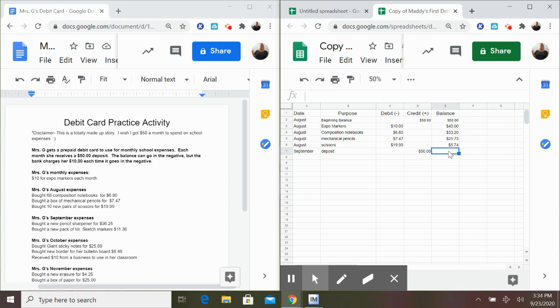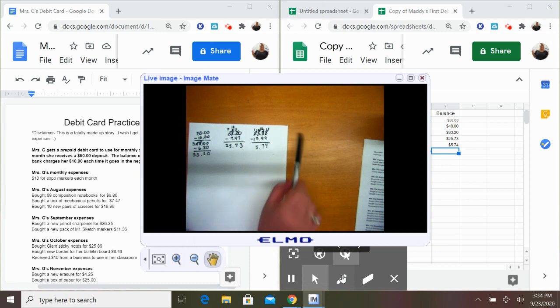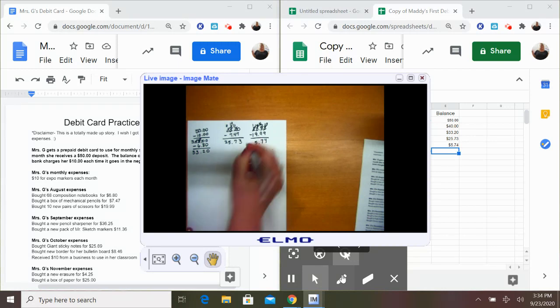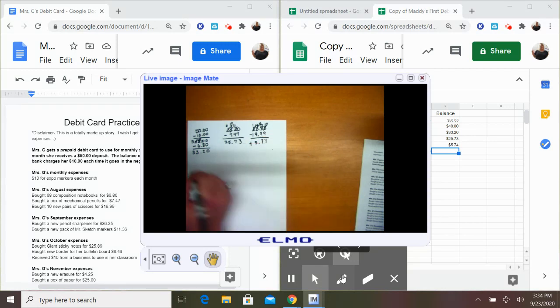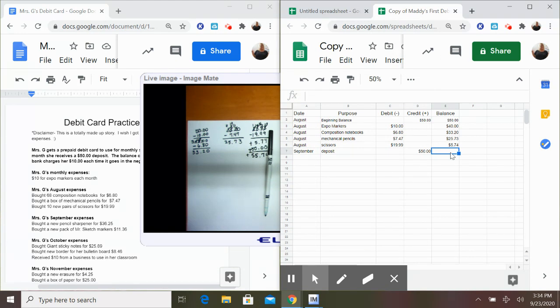Okay. And now I come back to my paper. My last balance was $5.74. This time it's different though. Remember, I was still in the positive $5.74. So now I'm going to add $50 to $5.74. And my new balance is positive 55.74. So I'm going to add that to right here. 55.74 is my new balance.